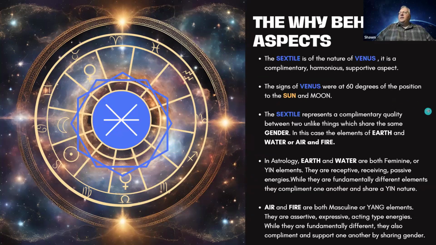So if we look at Venus and the sextile, we understand that it's complementary. The signs of Venus were 60 degrees away from the sun and the moon. So we can see that Libra was 2 signs away from the sun, and Taurus was 2 signs away from Cancer, the sign of the moon. The sextile, therefore, represents a complementary quality of 2 unlike things. Here we have water and earth, 2 different elements. We have fire, the sign of the sun, and air, Libra's, Venus's air sign.